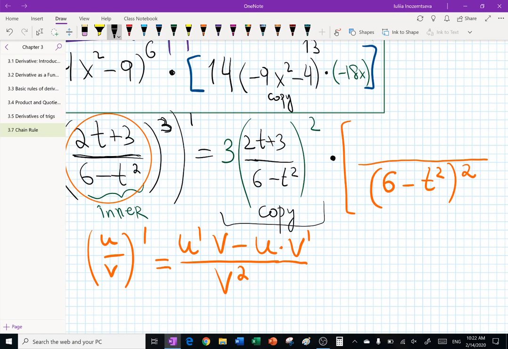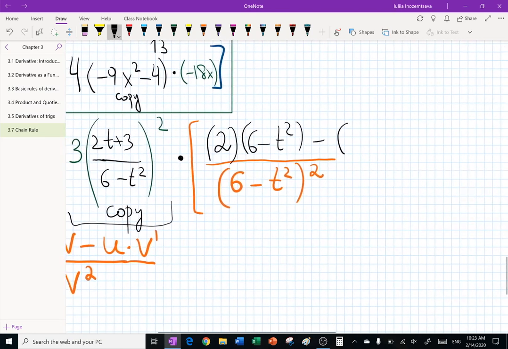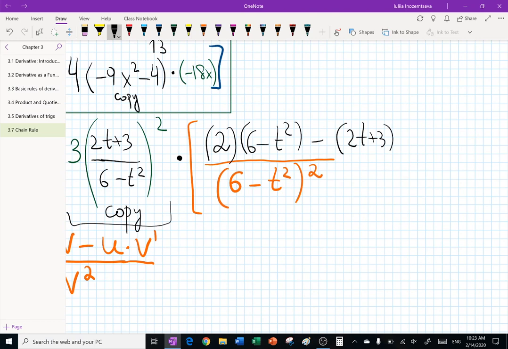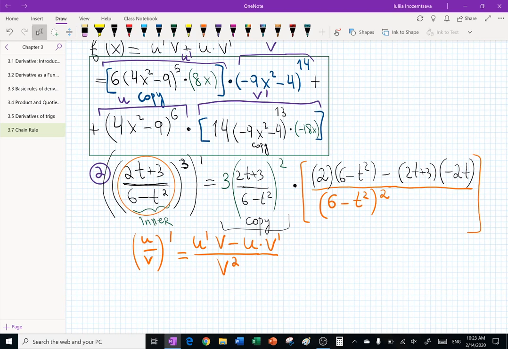The derivative of 2t plus 3: 3 gives you 0. 2t, what's the speed of 2t? 2. So when you differentiate, 2t becomes 2. Copy the denominator, 6 minus t squared, minus, copy the numerator, which is 2t plus 3, times the derivative of the denominator, 6 minus t squared, which becomes negative 2t. Done. This piece on the right is the answer.